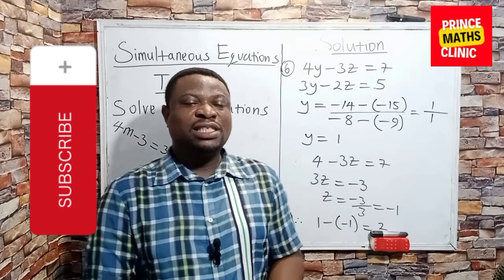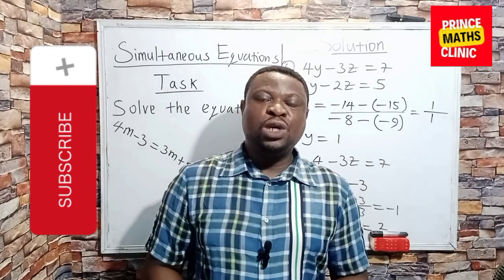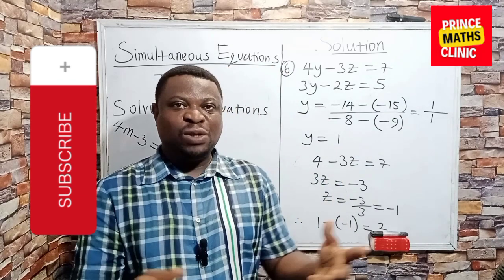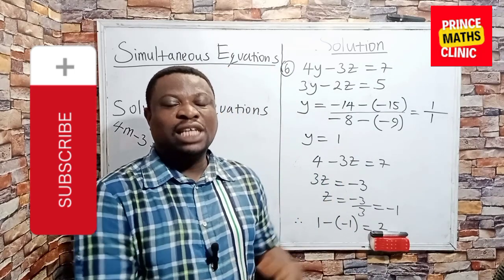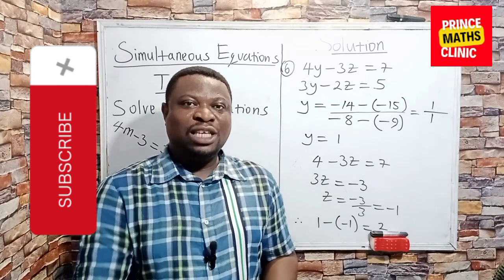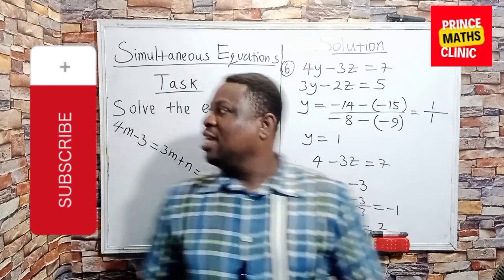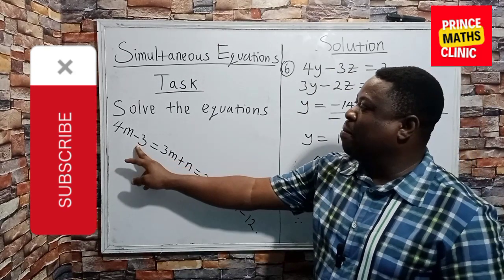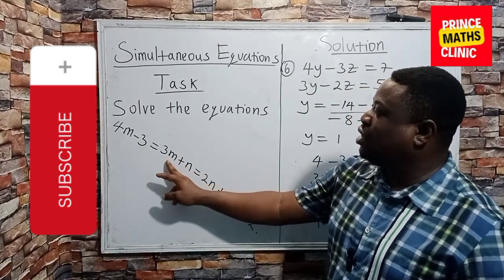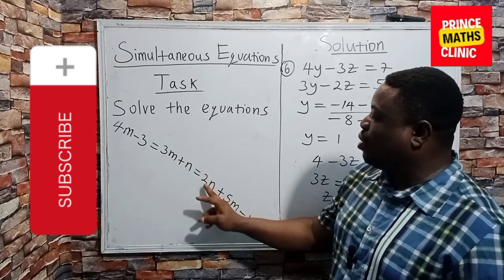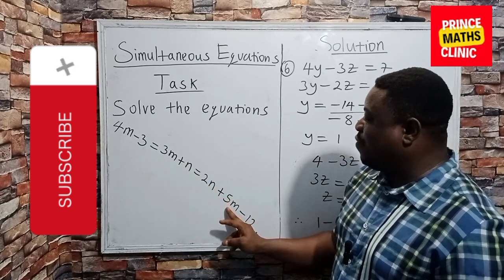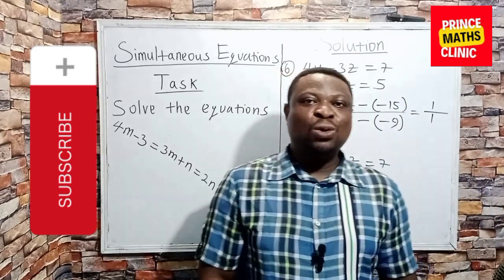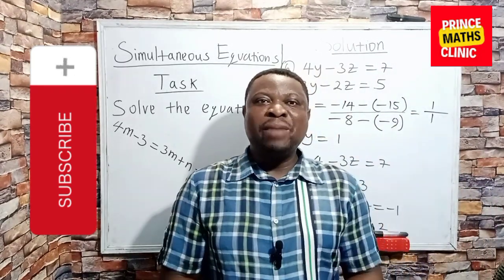I want to believe that you truly understood all that we have been doing using the 6 examples. And if you truly understand, kindly solve this equation: 4m minus 3 equals 3m plus n equals 2n plus 5m minus 12. And drop the solution in the comment section.